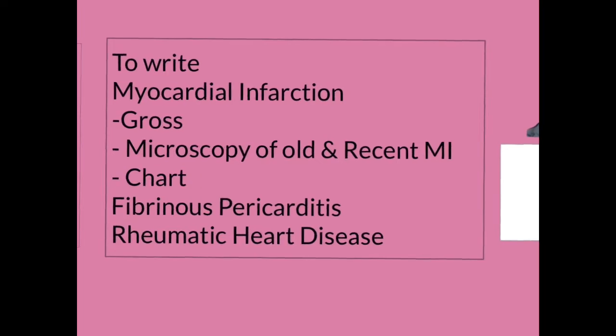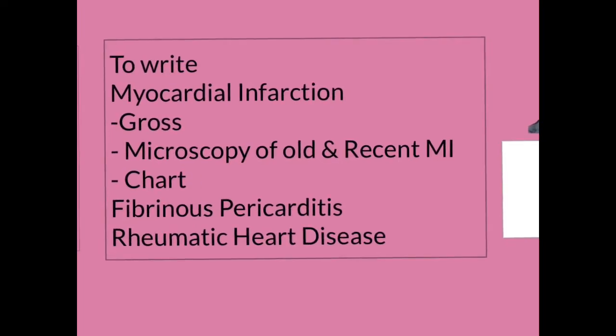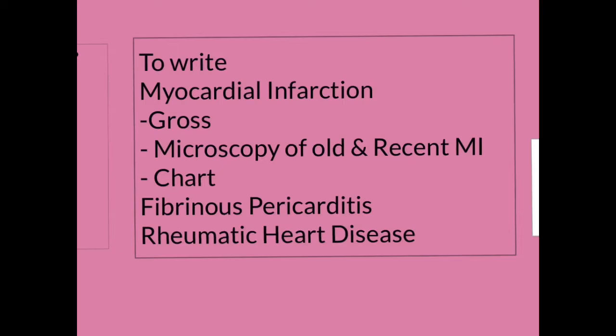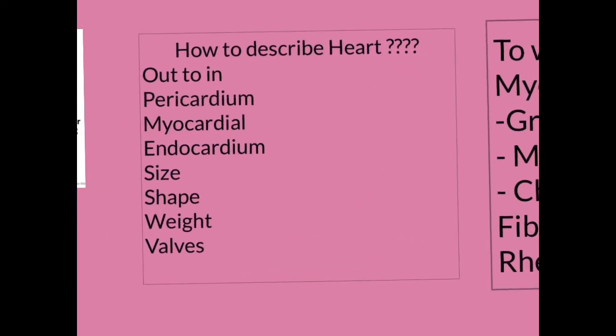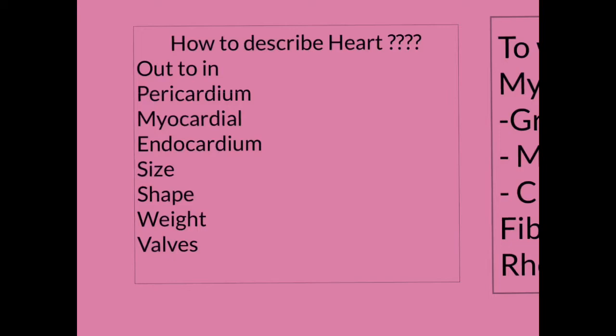This is practical number 2 for you, about CVS, and you have to write down all these things in your practical book regarding myocardial infarction. We are going to cover fibrinous pericarditis and rheumatic heart disease also in this. So before going to the practical, we should know some points about how to describe the heart when you are describing it in the practical hall.